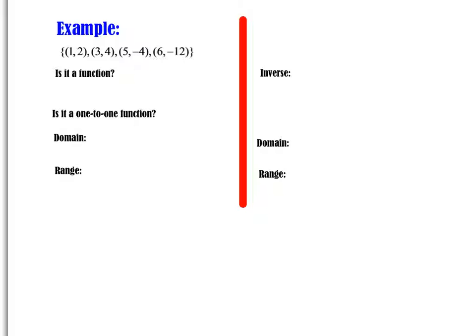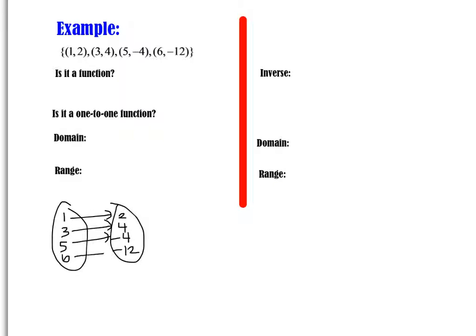Okay, quick example here. The whole left-hand side is a question that was on one of your quizzes earlier in the year. So first we could tell that this relation is a function. You might want to do one of the mapping diagrams like we did last year. 1, 3, 5, and 6, and then 2, 4, -4, and -12. And you could see that each x value has its own unique y value, so not only is it a function, it is a one-to-one function. The domain is just all of the numbers listed in the x-coordinate position, and the range is the numbers listed in the y-coordinate position.